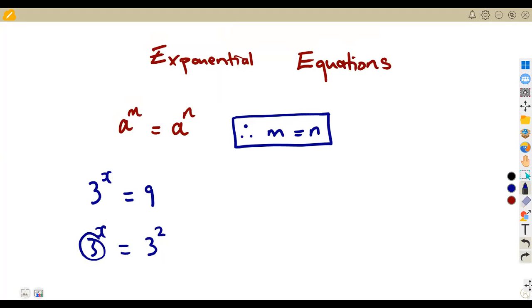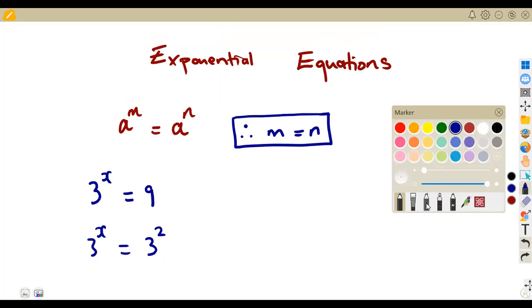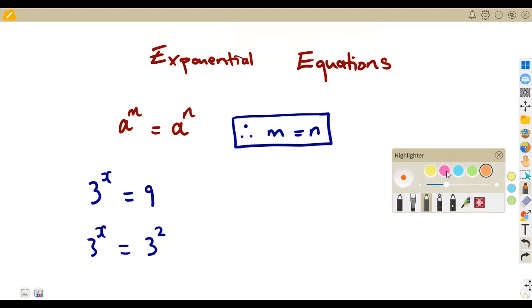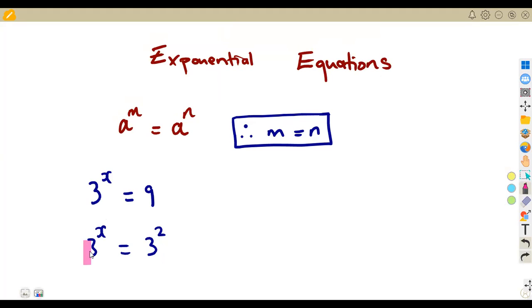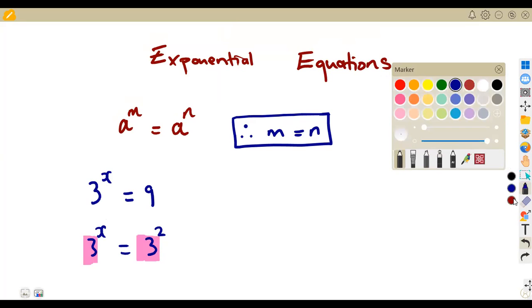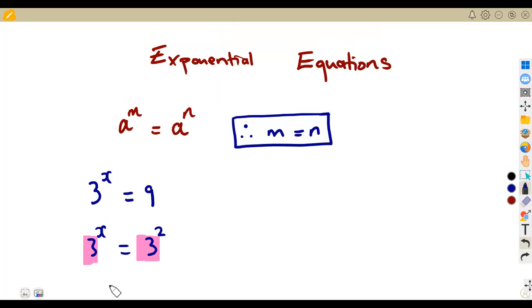So if that is so, what are you going to do? You are going to equate. Let me just highlight a little bit so that you can follow along. This is the part that we are referring to. These two are the same. So if they are the same, guys, it simply means that x must be equal to 2. So therefore x is going to be equal to 2. That is what we are simply referring to here.